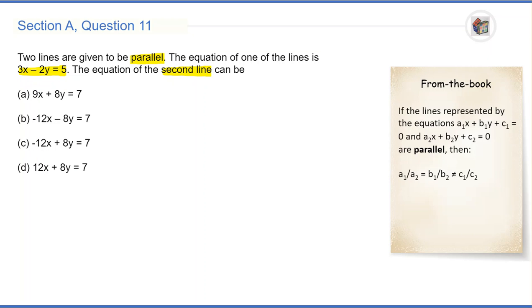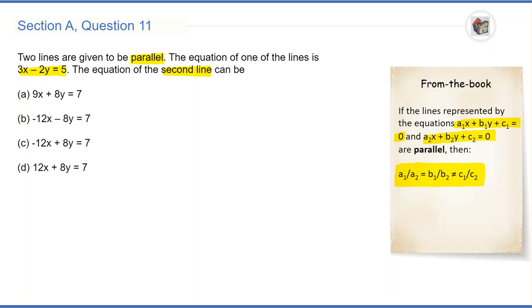Now, this is a page from your book. It says that if you have two lines, two linear equations like this, both of them in two variables, and if they're parallel, then this is what they will satisfy. This is the ratio of the coefficients of the x's, this is the coefficients of the y's, and these are the constants. So this is the condition that they have to meet.